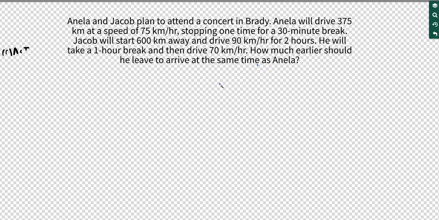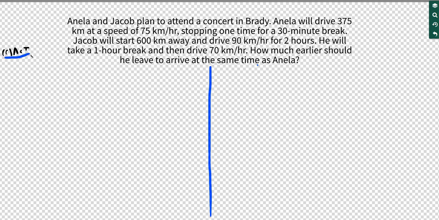Jacob Nash, and we're going to be looking at one of these kinds of distance problems, multi-step word problems, that they have on the ACT sometimes. They're pretty tricky because they have a lot of steps and make things complicated. But a lot of times you find out that it was actually simpler than it seemed. So let's look at what it says.